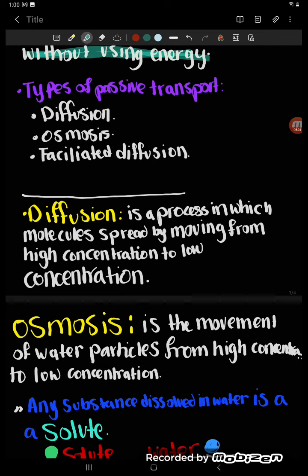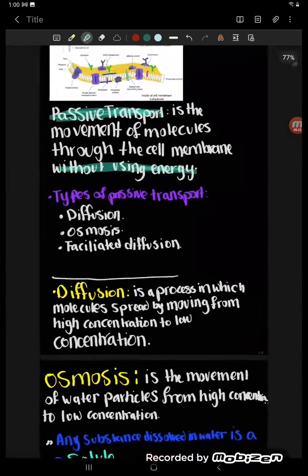For diffusion, the molecules that are transported are very small and lipid soluble, meaning they can pass through the phospholipid bilayer of the cell membrane. Okay, and it's from high concentration to low concentration. Now let's go back to the picture.